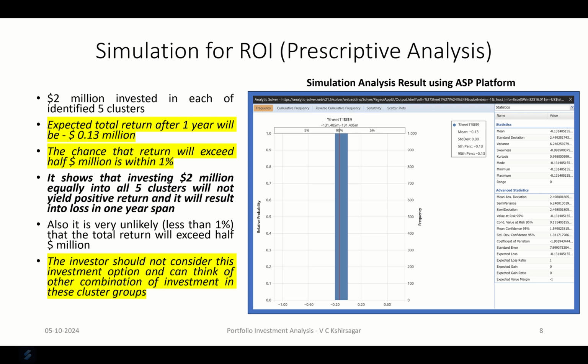Next. Now this is again an important slide. Here we ran a simulation to find out the total expected return on a $2 million investment done on each of the 5 cluster groups. From this analytic solver platform simulation, we found that the total expected return after a 1 year span is negative 0.13 million, and the chance that the return will exceed half a million is within 1%. This decision of investing $2 million equally to each of these 5 clusters is found to be a riskier decision to the investor from this simulation model.